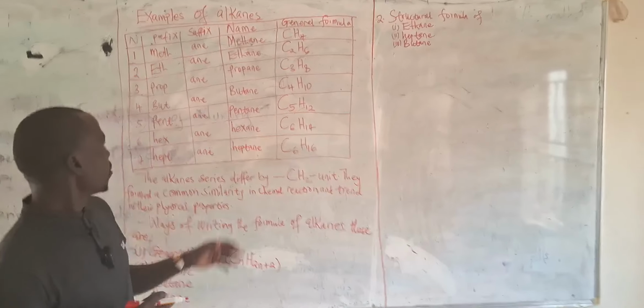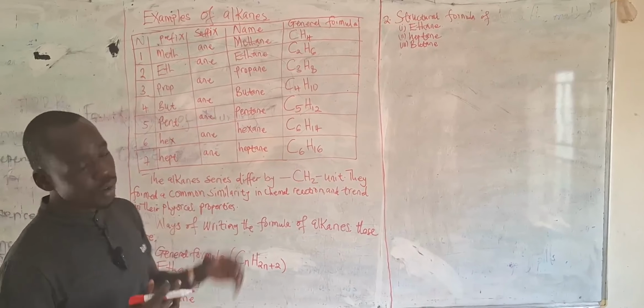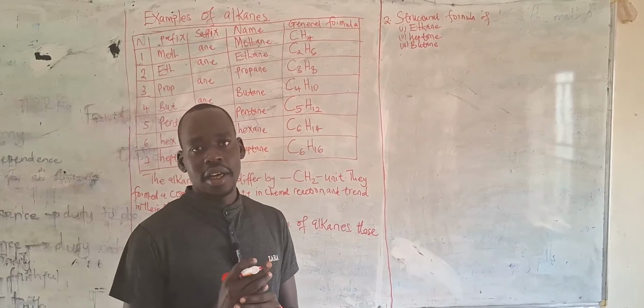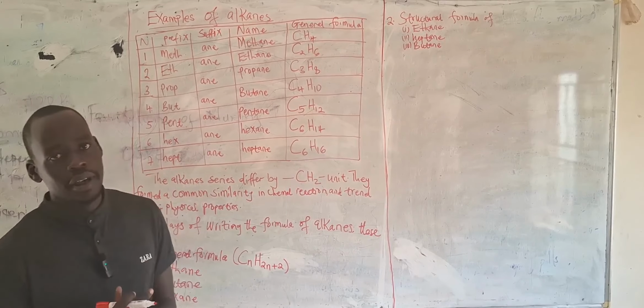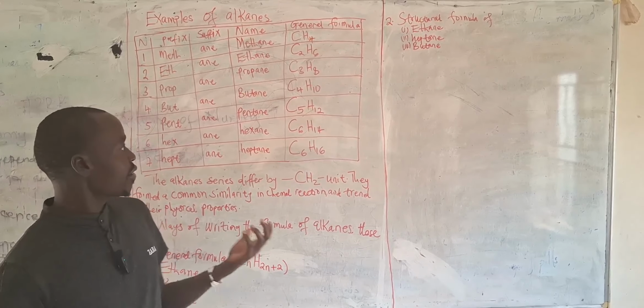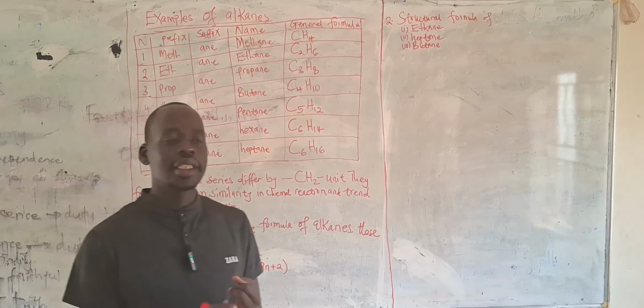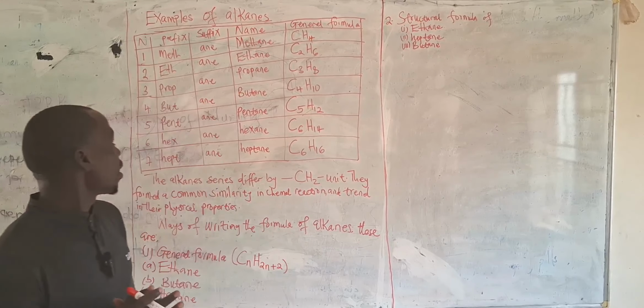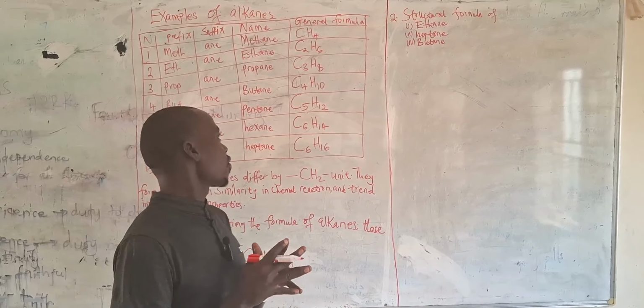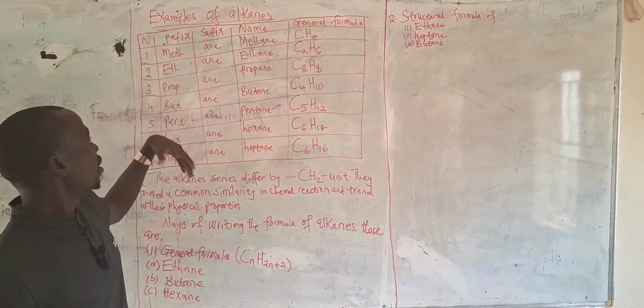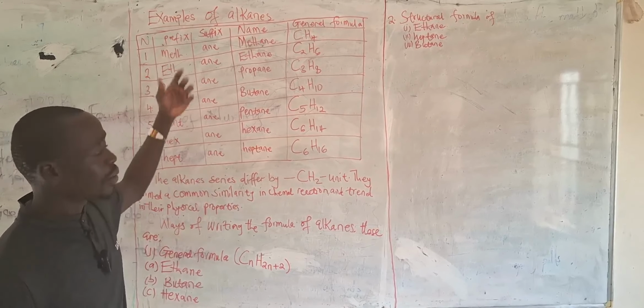Today, I'll be taking you through examples of alkanes. In the previous lesson, we talked about the classification of hydrocarbons, and we said that they are classified into three: alkanes, alkenes, and alkynes. So now we are going to look specifically at alkanes. The introductory part for alkanes is done, so we're just going to look at examples of alkanes.